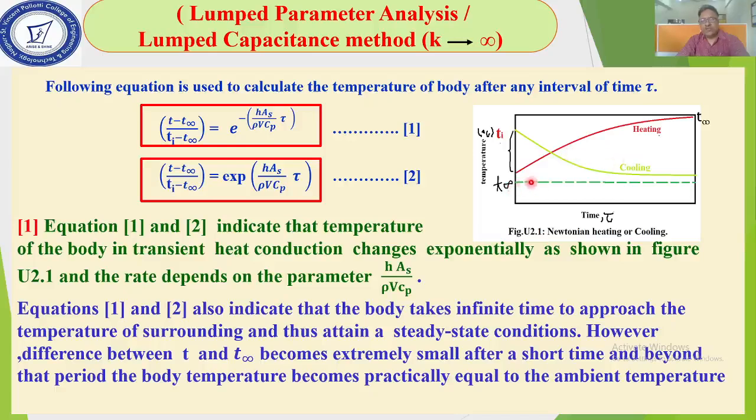For cooling, this will be the environment temperature. T infinity will be less than the temperature of the body. So temperature of the body will change exponentially, and after a certain period of time the difference between T and T infinity will become very small, and temperature of the body will be almost equal to the surrounding temperature.